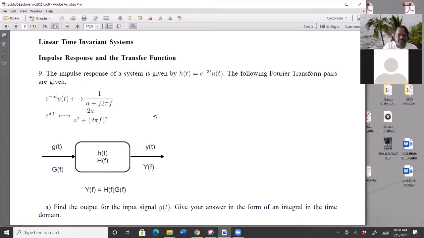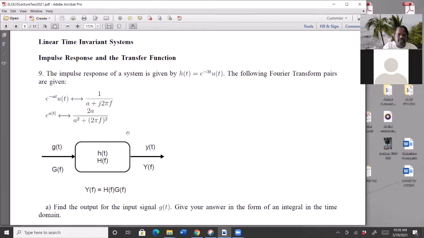Here there is some review from signals and systems. The impulse response is denoted by small h. The Fourier transform of the impulse response is called the transfer function, so capital H is the Fourier transform of small h. The usual notation is that g of t becomes y of t. The Fourier transform of small g is capital G of f, and the Fourier transform of small y is capital Y of f.